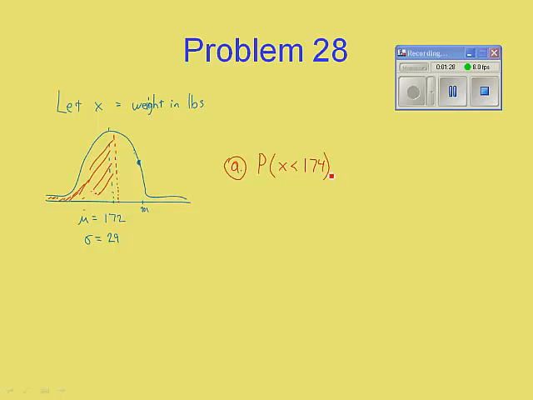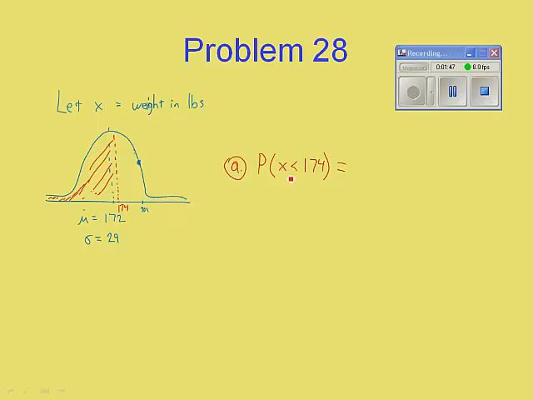See, I'm finding a probability. Why do I say it has to be more than 50%? 174 is bigger than the mean, and 172, we know, would be 50%. Is this okay so far? Okay. So now how do I compute it?